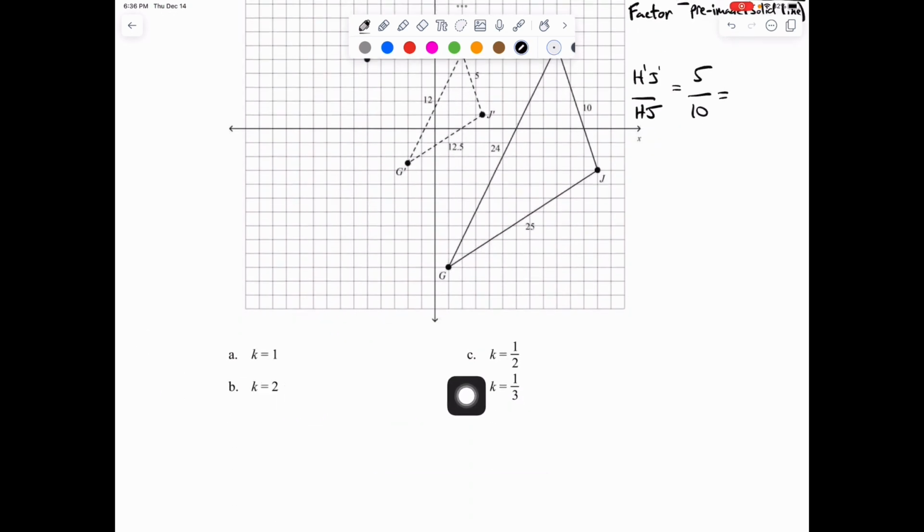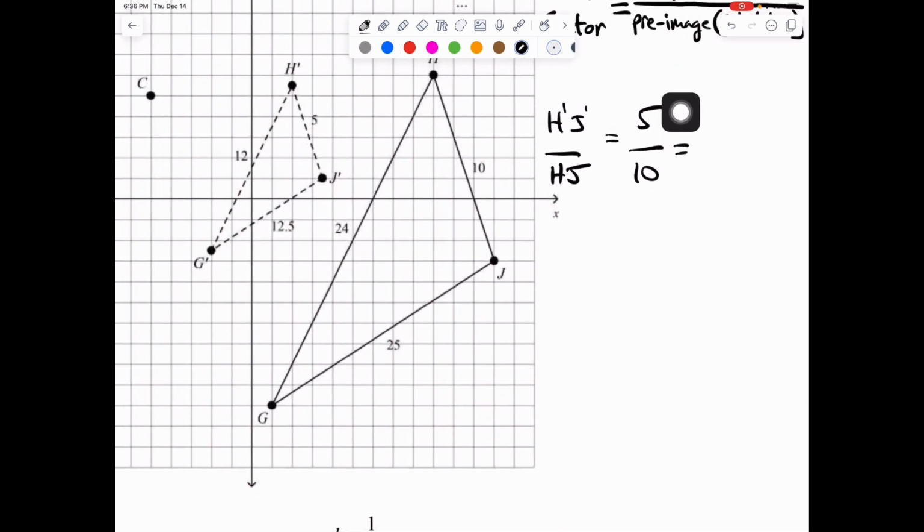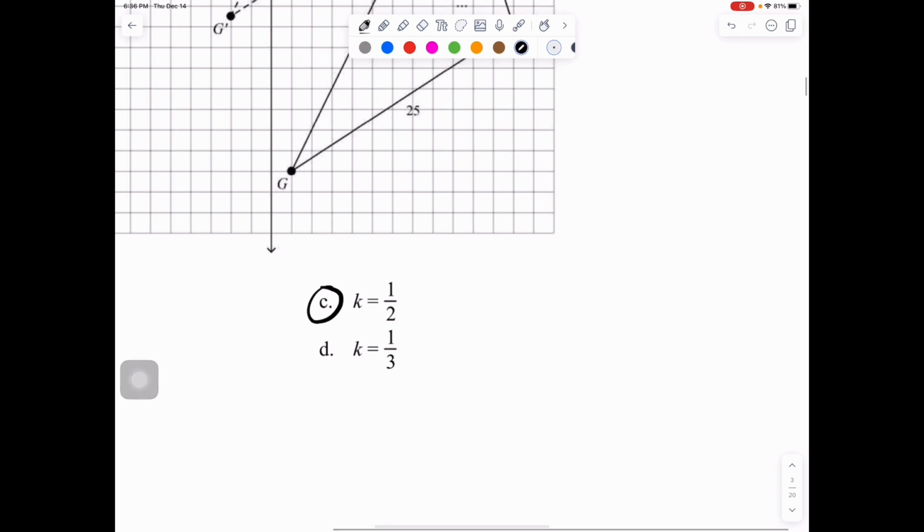Oh my goodness, they're only giving us fractions and whole numbers? Well, we know it's not A and we know it's not B. What if we get confused? How do we see? Well, simply 5 divided by 5 is 1, and 10 divided by 5 is 2. Go ahead and circle your answer.